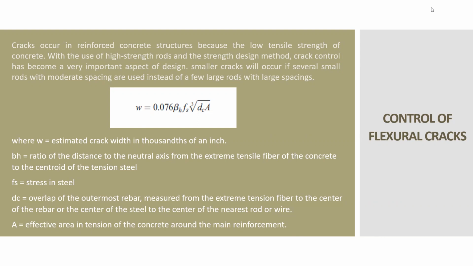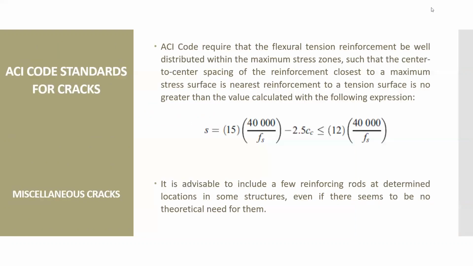Where letter w is the estimated crack width in thousandths of an inch; beta is the ratio of the distance to the neutral axis from the extreme tensile fiber of the concrete to the distance from the neutral axis to the centroid of the tension steel; fs is the stress in steel; dc is the thickness of concrete cover of the outermost rebar, measured from the extreme tension fiber to the center of the rebar, or the center of the steel to the center of the nearest rod or wire; and letter A is the effective area in tension of the concrete around the main reinforcement.